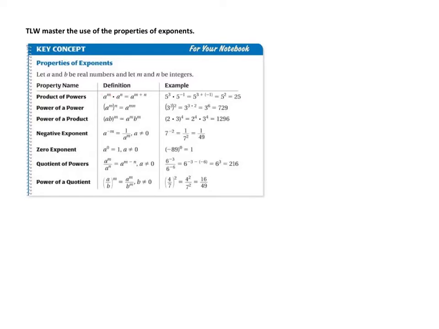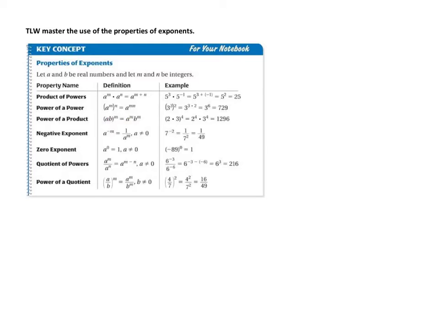When you multiply the same base, you add the exponents. When you have a power to a power, you multiply the exponents. When you have the power of a product, you can distribute the exponents. Negative means take the reciprocal, move it either from the top down or the bottom up. Anything to the zero power equals 1, except a can never equal 0 for those last two.